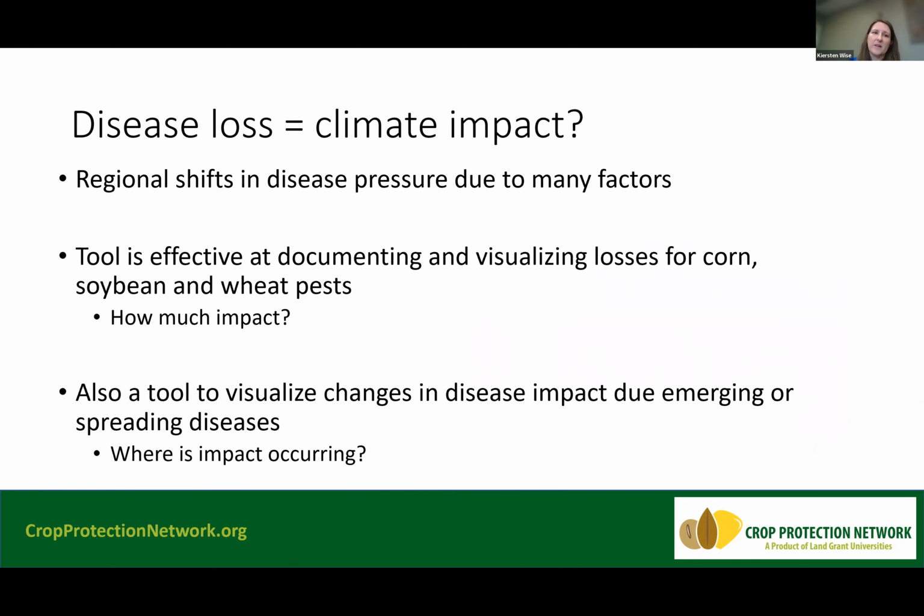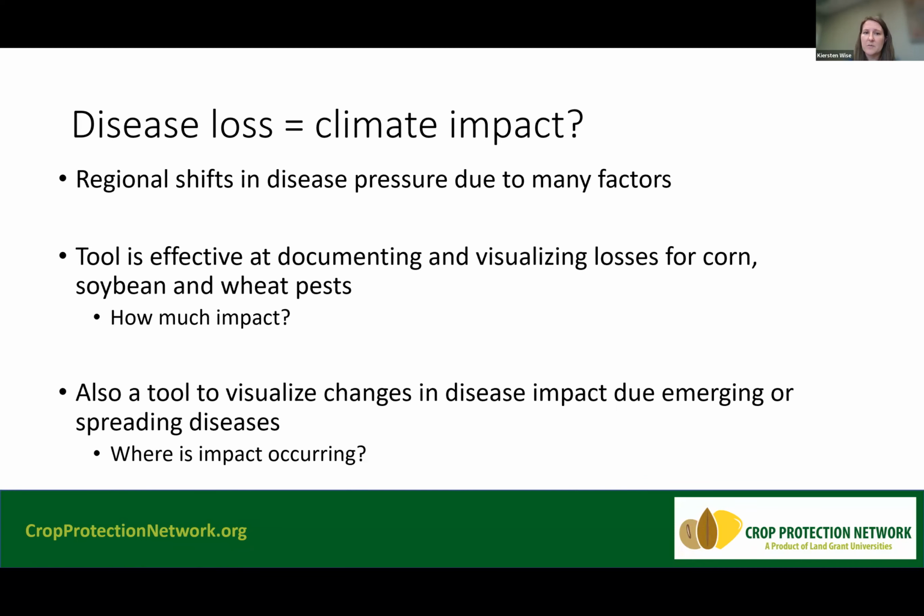And so when we think about pulling climate into that, I always like to give the caveat that when we start to see shifts in disease pressure, it can be due to many factors: production factors, the hybrids or varieties that we're using. Things change from year to year. But when we're looking at it long term and thinking about the changes that climate may be having, I go back to these tools being really good at showing two things. They're really good at showing how much impact for a given disease in a given crop, and where that impact is occurring.